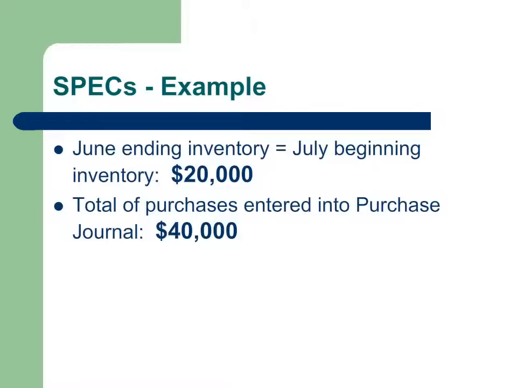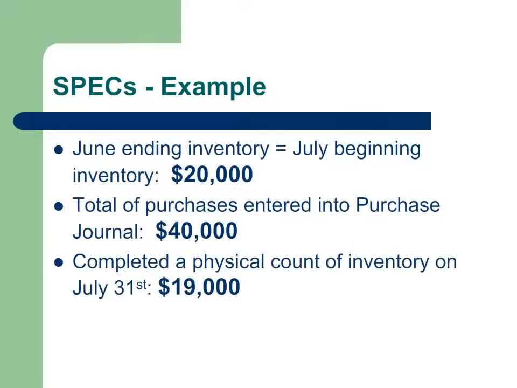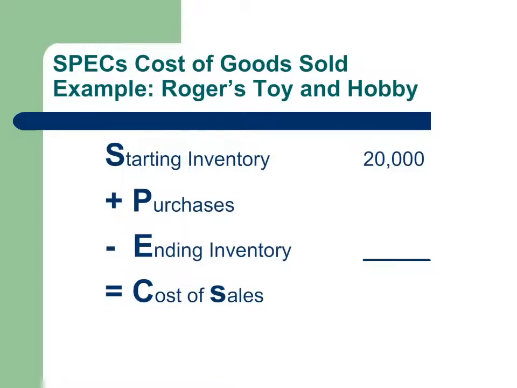At the end of July, Roger took a full inventory to determine the ending inventory. The total inventory at the end of July was $19,000. Now let's perform the calculation. To determine the cost of goods using the SPECS method, we begin with the starting inventory of $20,000. We then add the inventory purchased in July, or $40,000. And finally, we subtract the $19,000 in ending inventory for total cost of sales, which is $41,000.